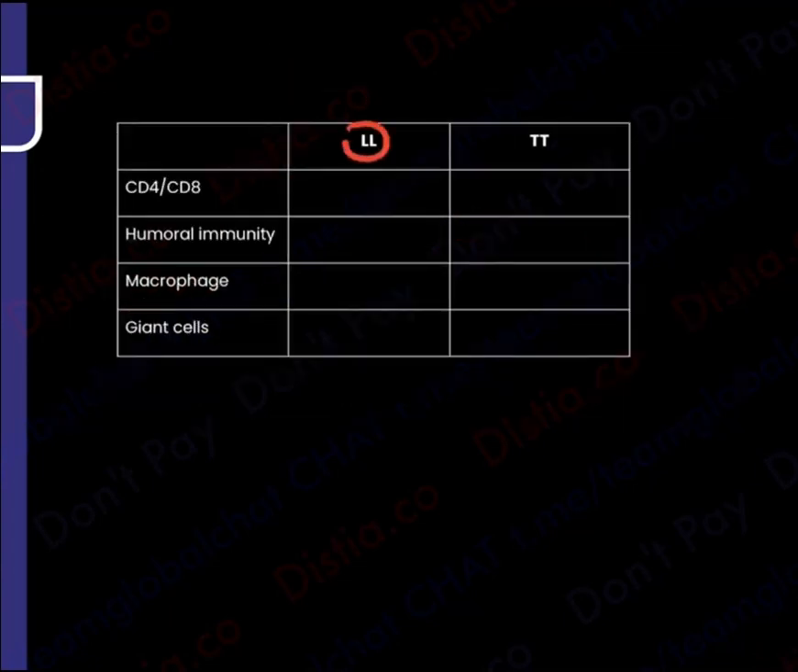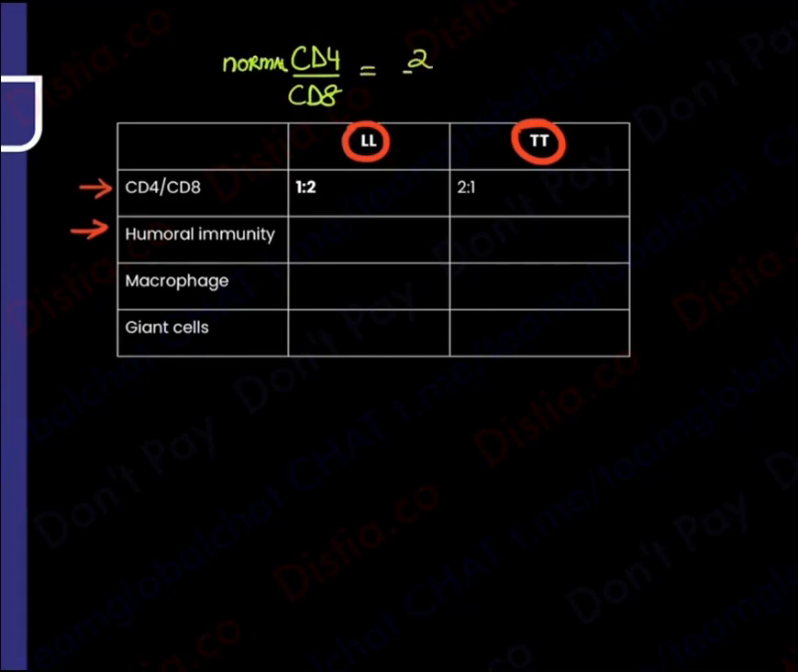Please note, when you're talking about the CD4, CD8 and humoral immunity wala concept, tell me one thing. In lepromatous leprosy versus tuberculoid leprosy, CD4 upon CD8, pehle to you will have to tell me the normal ratio. The normal ratio is 2:1. Everyone remembers? Okay. I can see tuberculoid leprosy ratio is 2:1 because the cell-mediated immunity was normal. CD4 mein koi problem nahi tha.